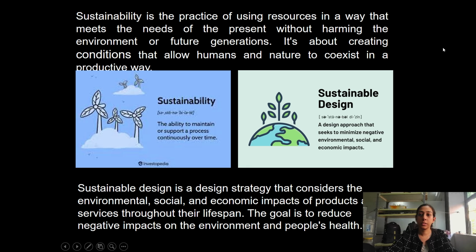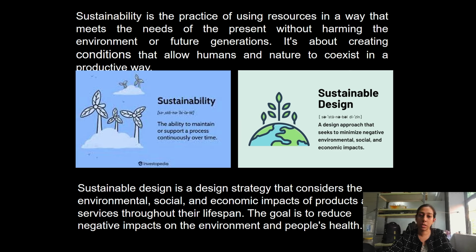So this is the definition of sustainability for today. Sustainability is the practice of using resources in a way that meets the needs of the present without harming the environment or future generations. We have to see that we are not taking a lot of resources from the environment, and we are giving it back to save the earth. It's about creating conditions that allow humans and nature to coexist in a productive way. So these are the basic definitions of what sustainability is and what sustainable design is.